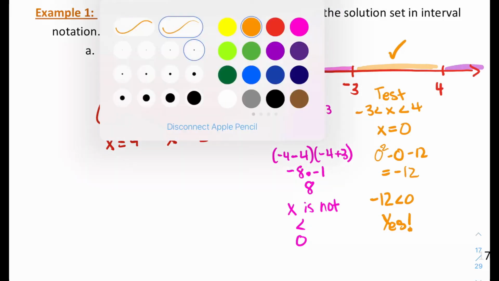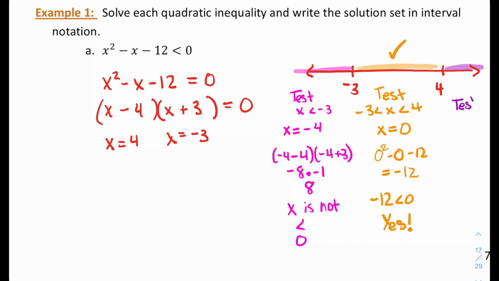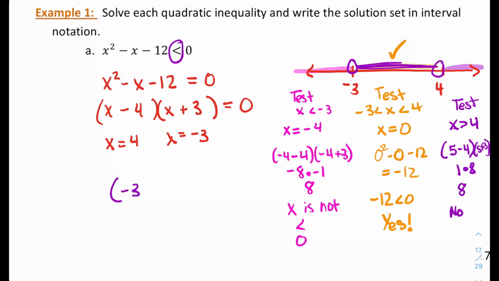And then if you test a value that is greater than 4, let's go with 5. I'm going to plug it back into the factored version again. I'm going to end up with positive 8. And again, positive 8 is not less than 0. Which, if you think about the graph, we know that if only the middle works, the outer two shouldn't. Check to see if you should include negative 3 and 4 or not. This is strictly less than, so I'm not going to include my values where it touches and is equal to 0.